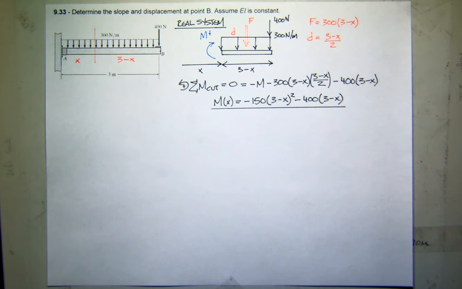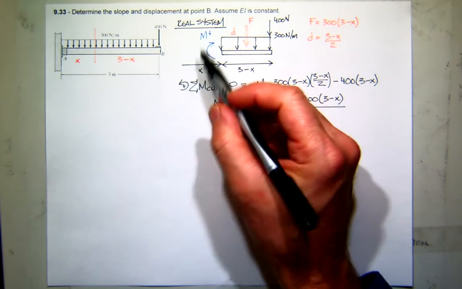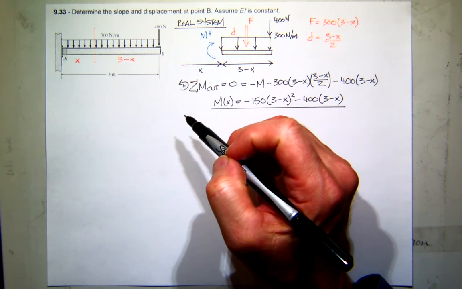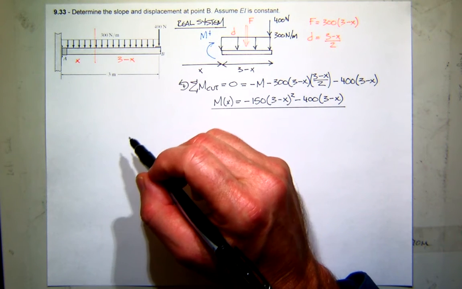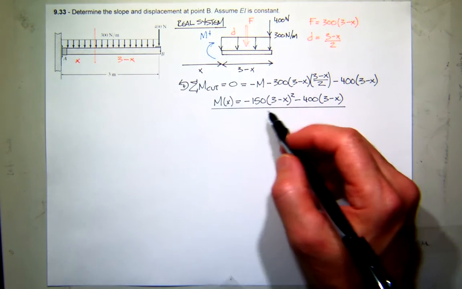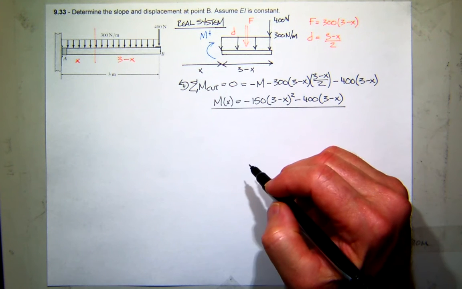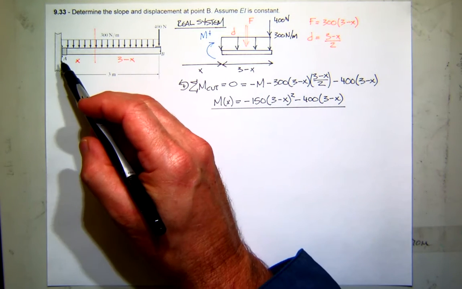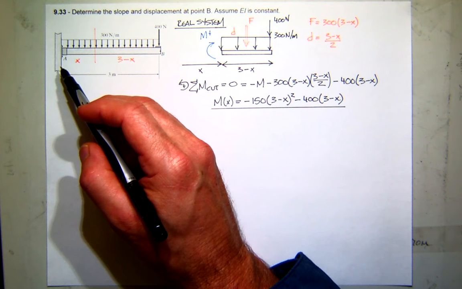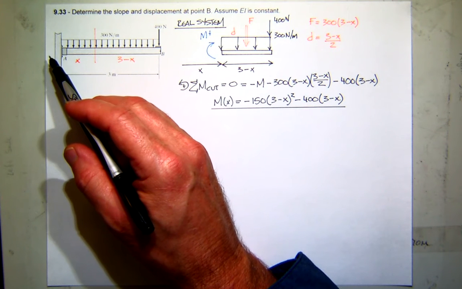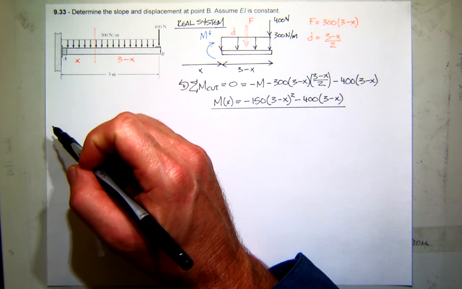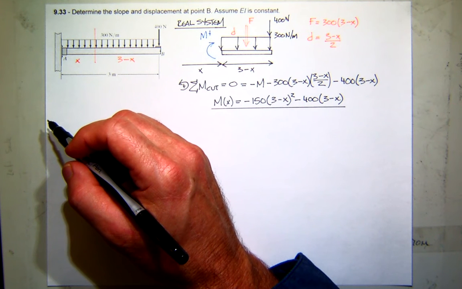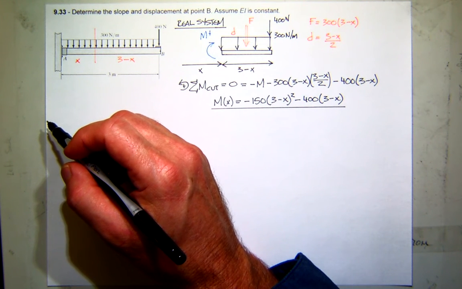And with the information that I have, there's only one thing I know for sure. I know the moment at B is 0. And that's when x is equal to 3. And you put in x equal to 3, and you do get 0. Now, if I put in x equal to 0, what should I get? I should get the reaction moment at A. Should it be positive or negative? It should be negative. Negative bending moment.